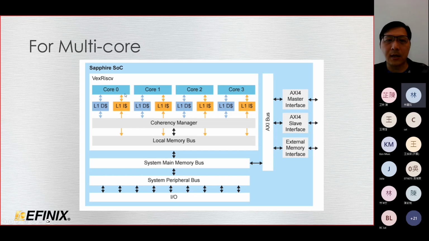While these cores will interact and exchange information through the manager and the local memory bus within the core for the high-speed connection. Then the next stage will be the system main memory bus and the AXI that connects to the external AXI bus and the system peripheral bus, as described in the last page.